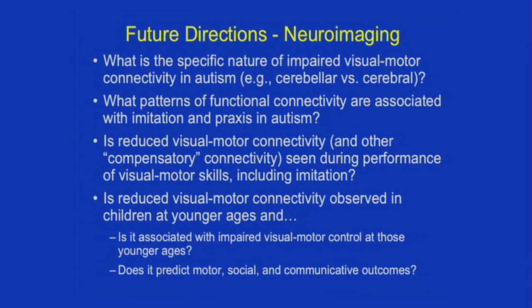What specific patterns of functional connectivity are associated with imitation and praxis in autism, since we did not see this visual motor association in autism, but rather in typically developing children? Is this reduced visual motor connectivity seen during performance of visual motor skills? So not just resting state, but actual task-based. And then, are we going to see it at younger ages? That's something we're very excited to potentially look at.